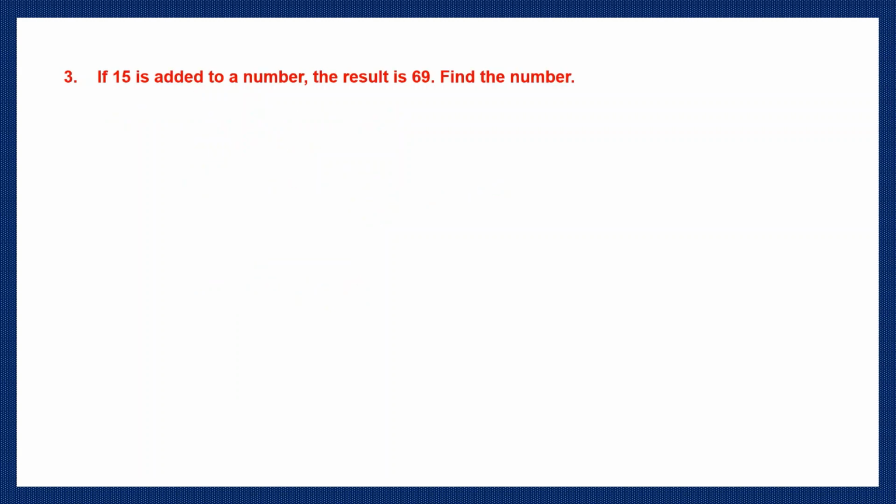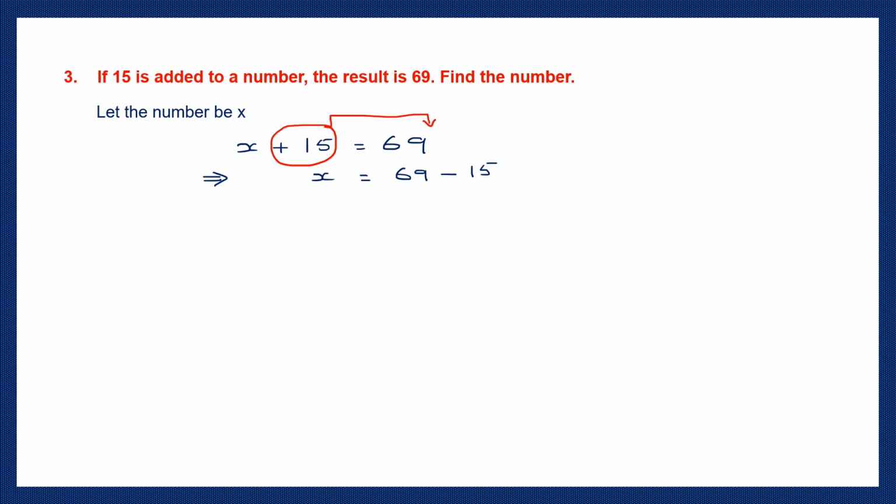Question 3. If 15 is added to a number, the result is 69. Find the number. So let the number be x. Now if we add 15 to this, that is x plus 15, the result will be 69. So now we can find the value of x. That is 69 minus 15, because we have transposed plus 15 from the left hand side to the right, it's become minus 15.